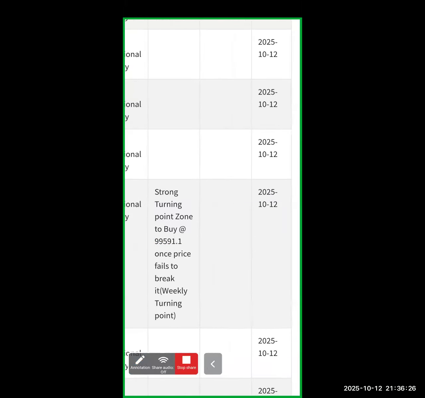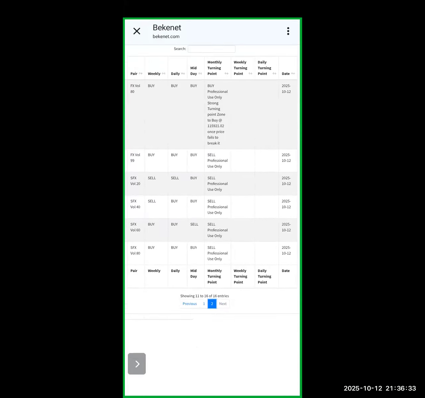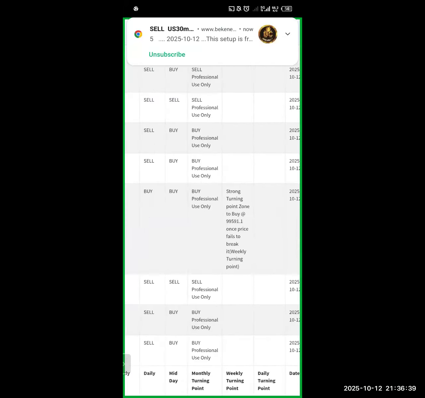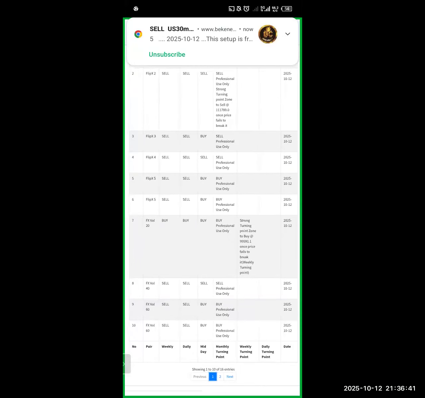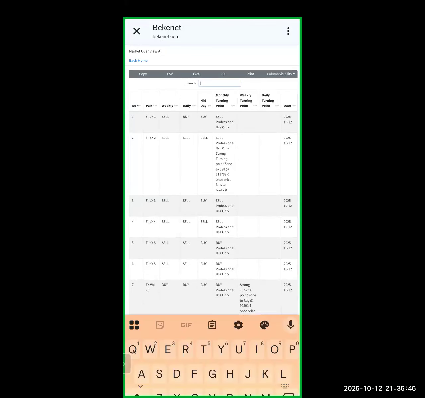The same thing with the daily. The daily is just for that day. Do you understand? The daily is just for that day. Let me see if there's any daily. There's no daily. We only have just one turning point for the whole World Trade Synthetic, which is Flip Volume 20.